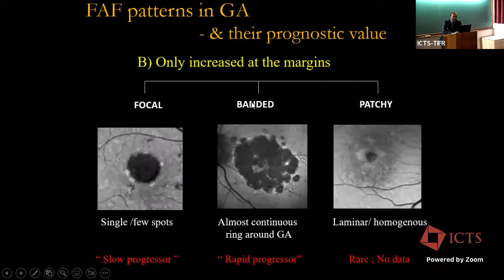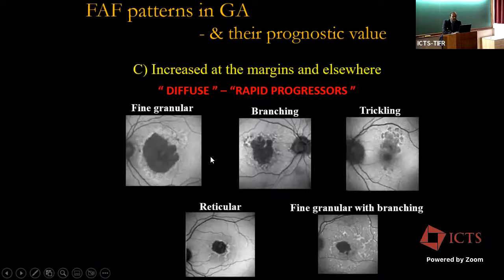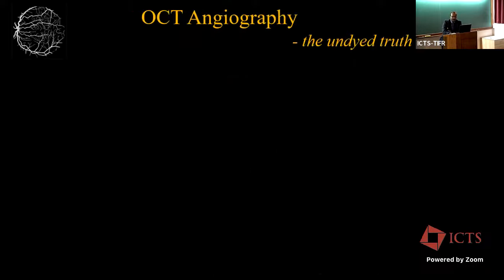Then when you look at it, if it's increased only at the margins, if it's a focal single or few spots, you're not worried. These are slow progressors. If they're banded and almost continuous around this, then that is a rapid progressor, and we don't have too much data if it's patchy. But if it's increased all around and there are a lot of different patterns like fine granular branching, etc., and it's going beyond, then these are rapid progressors and you're worried.